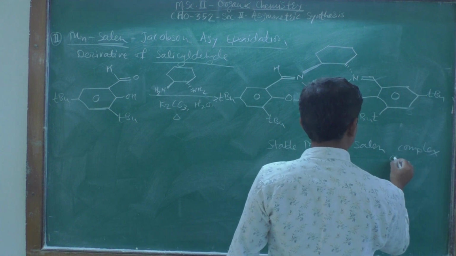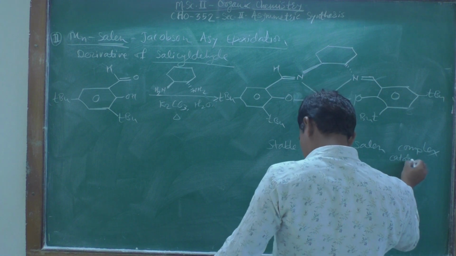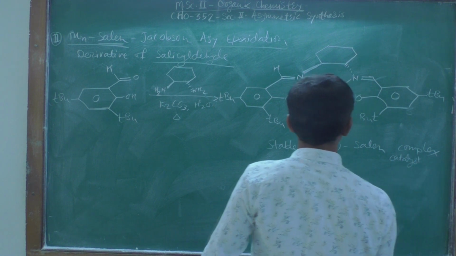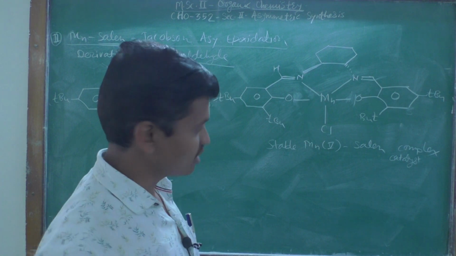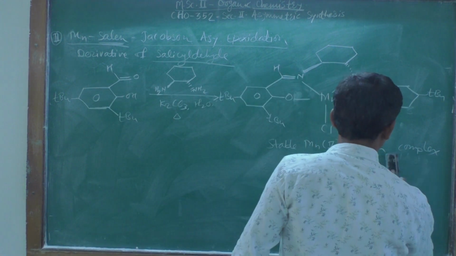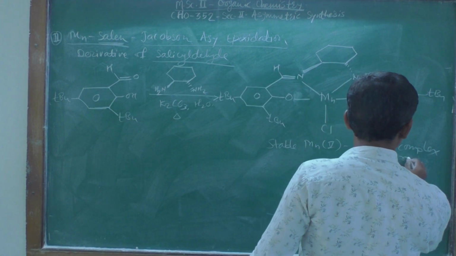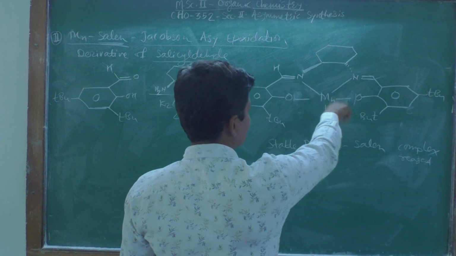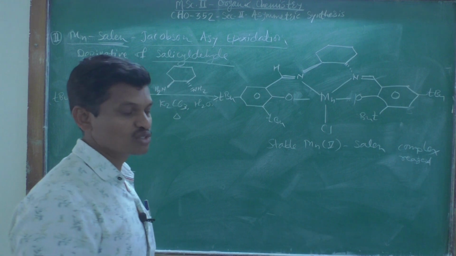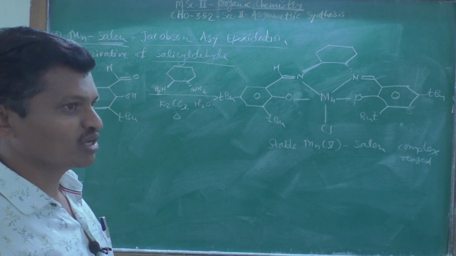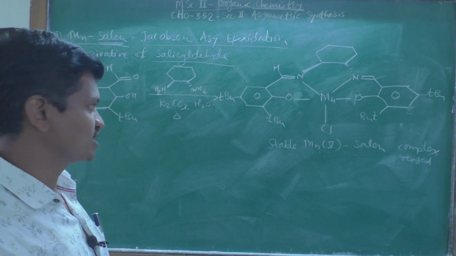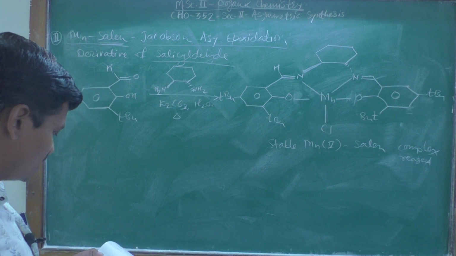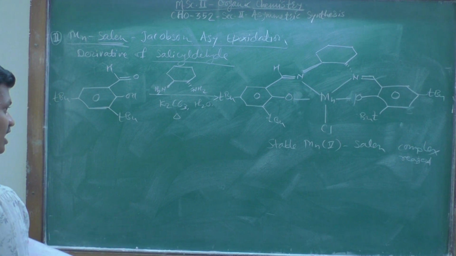So this manganese salen stable complex acts as a chiral catalyst. This chiral reagent is formed between the manganese acetate and this molecule, and it is used for the Jacobsen asymmetric epoxidation reaction. Now let us see how that reaction happens.